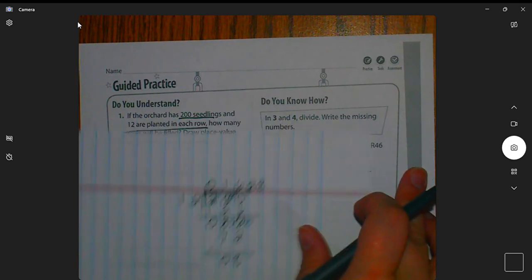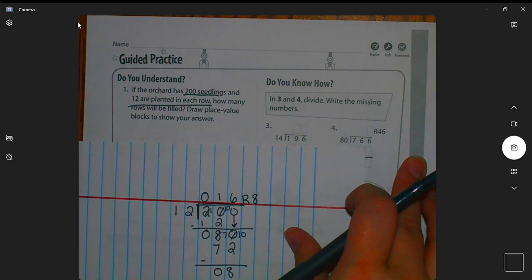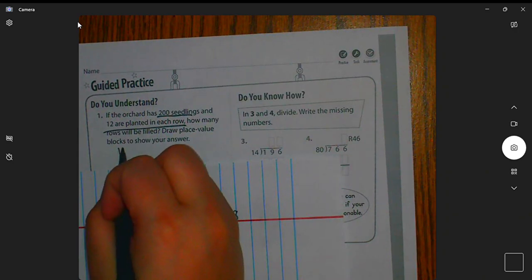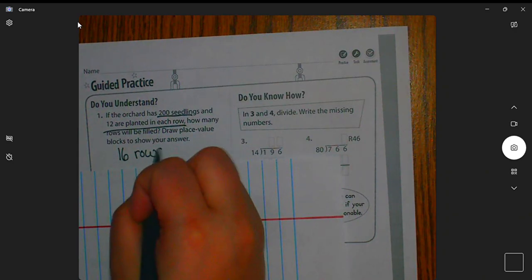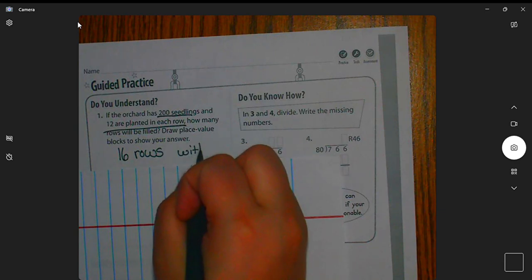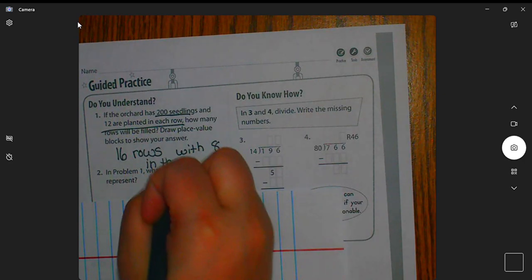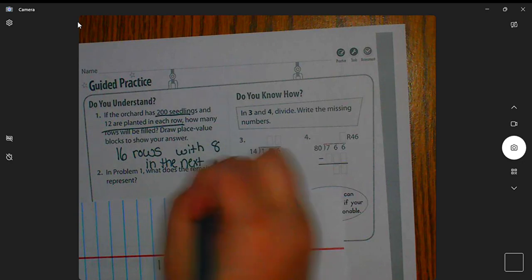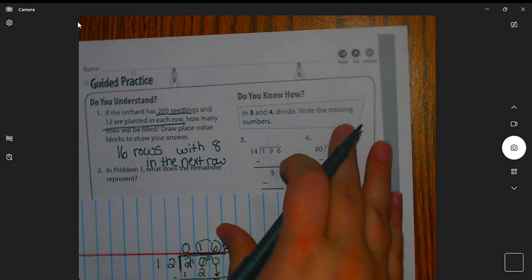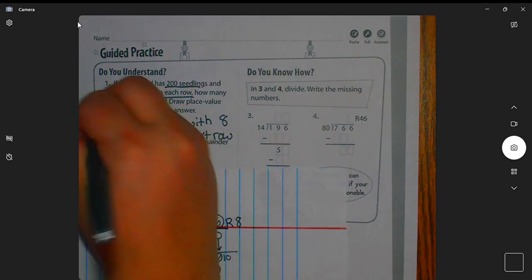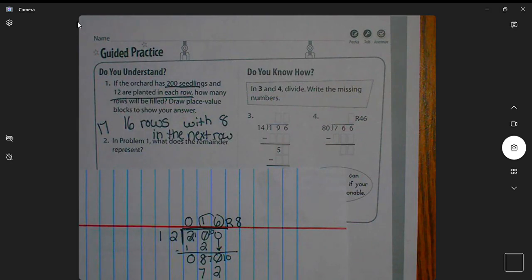Let's go back to the problem. How many rows will be filled? So how many rows? 16 rows with 8 in the next row. You will have 16 filled rows with 8 in the next row. Or you can call it 17 because technically you have 17 rows with something in it. But you have 16 full rows with 8 left over into the next row.